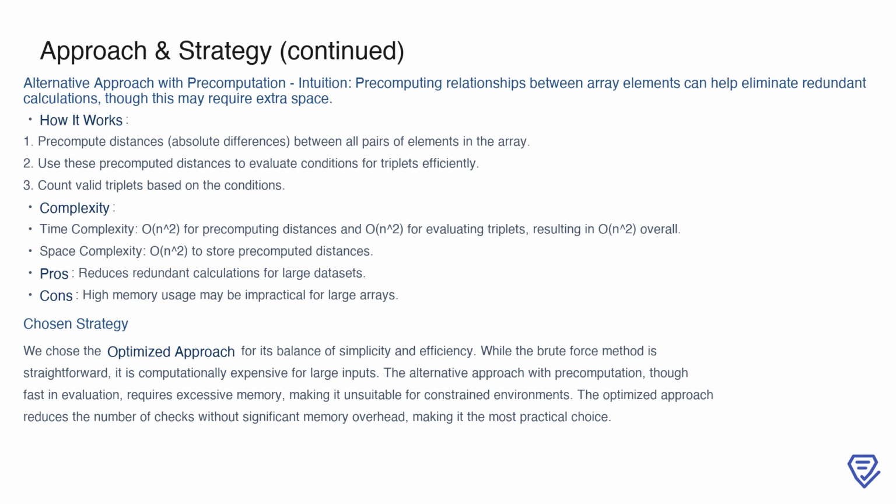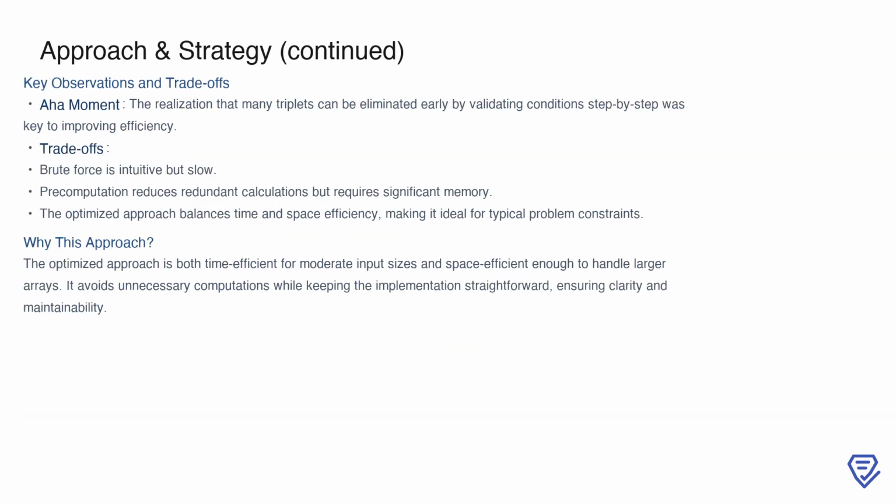While this approach can be advantageous for scenarios where memory is not a constraint, its high memory usage makes it impractical for larger arrays. Ultimately, it trades memory usage for computational speed, which may not always be feasible depending on the problem constraints. The key to improving efficiency lies in the observation that many triplets can be eliminated early by validating the conditions step by step. This realization forms the foundation of the optimized approach, which balances computational efficiency and memory usage effectively.